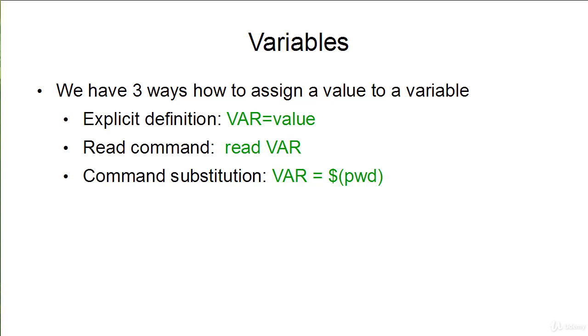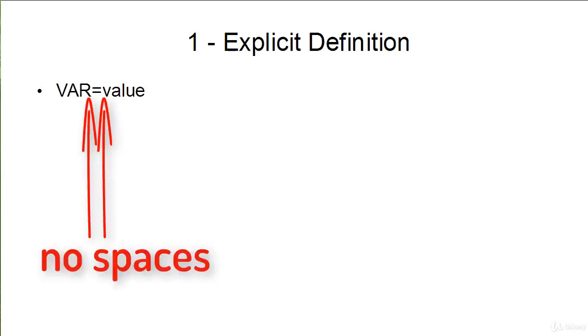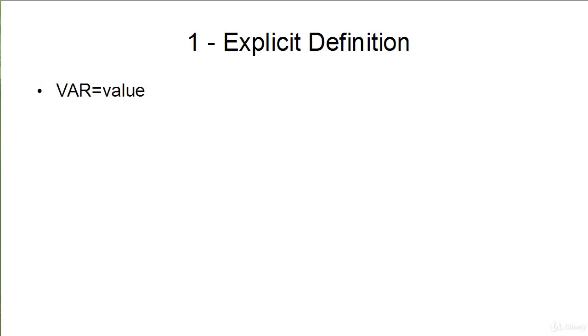Now, let's look more deeply on the first way how to assign value to a variable, explicit definition. For explicit definition, we are using name of the variable, here represented as var, equal sign, and a value we want to assign into variable. Keep in mind that you cannot put any spaces next to the equal sign, which is hard if you already have worked with some programming languages, but it has very good reason and I will tell you later in this lecture. But now let's check some more examples of explicit definition.